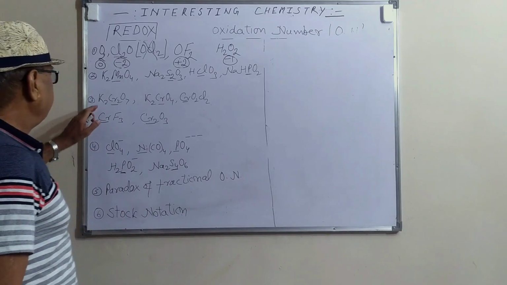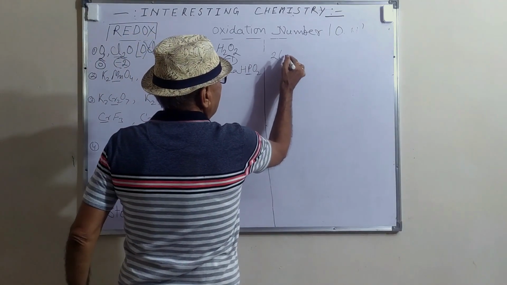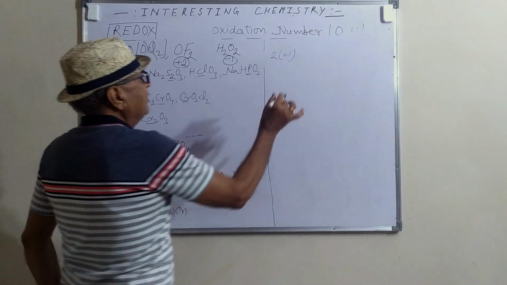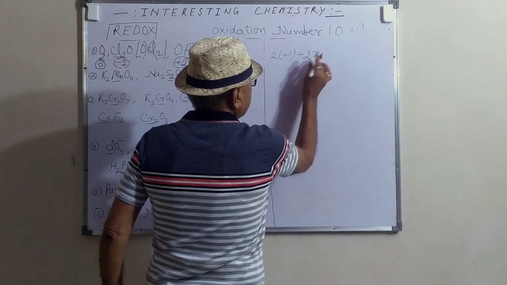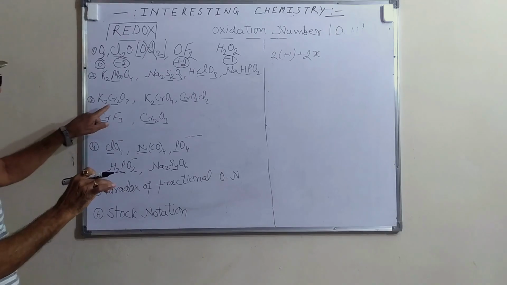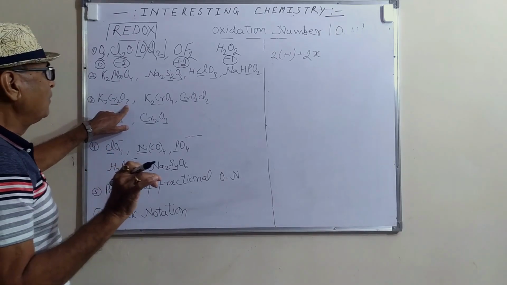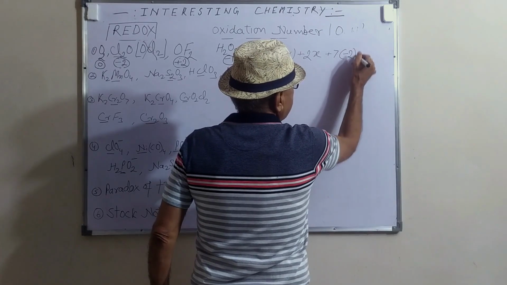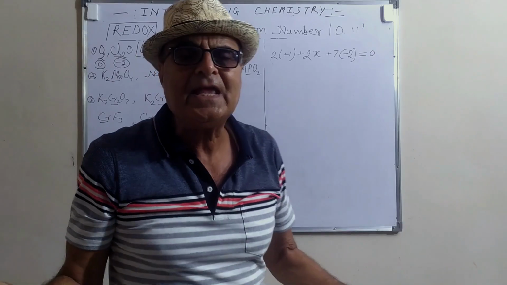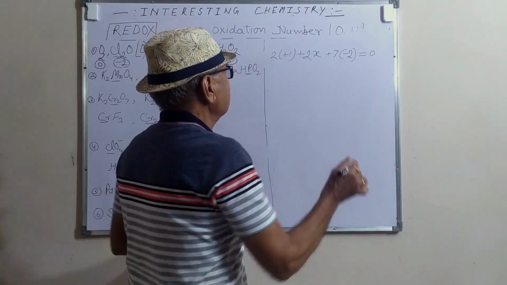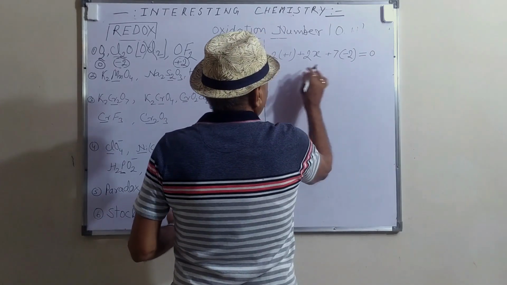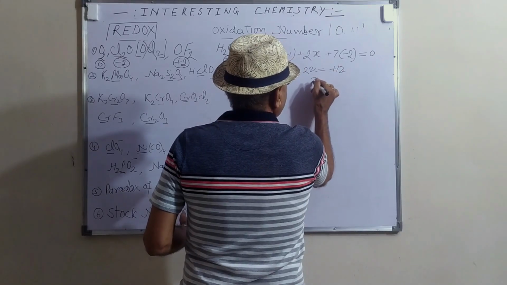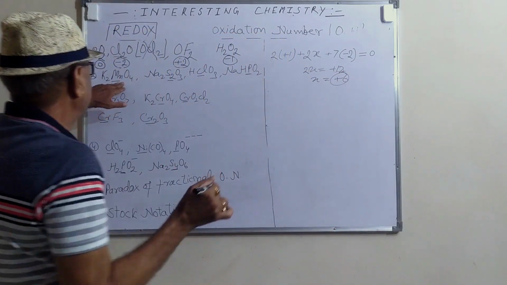K2Cr2O7. Here you will write 2 into plus 1 for K. Cr2, here 2 Cr. So 2 into X, suppose the oxidation number of chromium is X, so 2X, and there are 7 oxygen, and the oxidation number of oxygen is minus 2, and equal to 0. This is a simple algebraic equation. You can calculate the value of X. 7 into 2 is 14, 14 minus 2 is 12, so 2X is equal to 12 and X is equal to plus 6. May I correct?